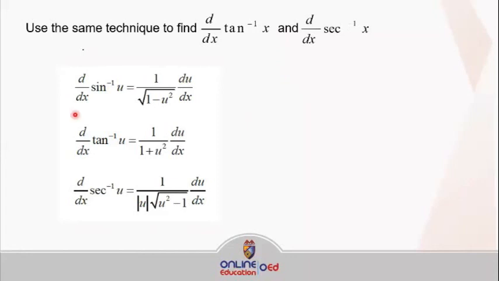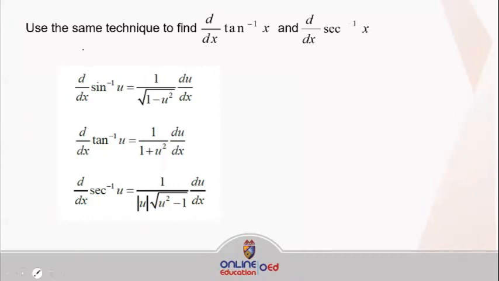Kung kukunin natin yung arcsine natin or the sine raised to negative 1 u, we have the 1 over the square root of 1 minus u squared du over dx. For the inverse naman ng tangent natin, we have yung 1 over 1 plus u squared du over dx. For the inverse naman ng secant natin, we have the 1 over the absolute value of u multiplied by the square root of u squared minus 1 du over dx.